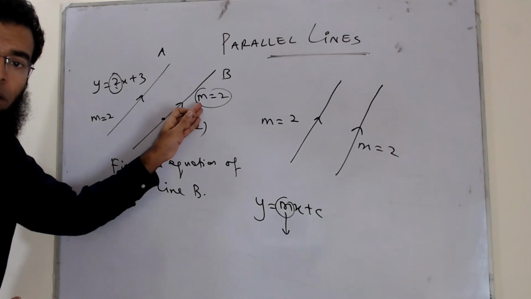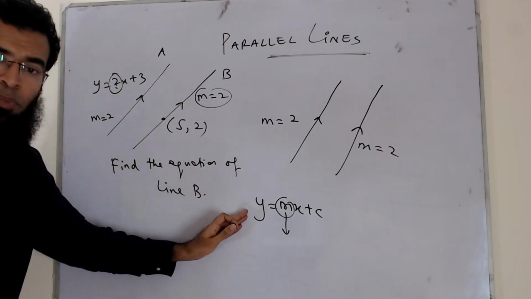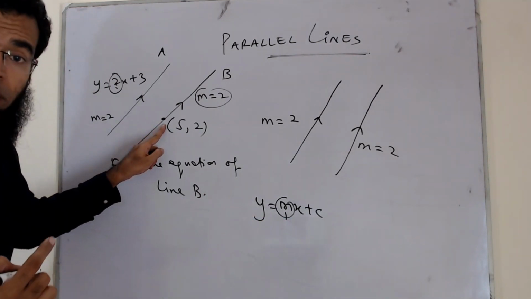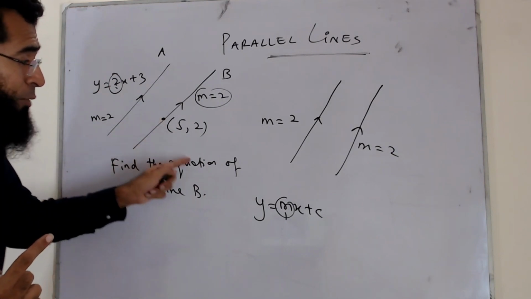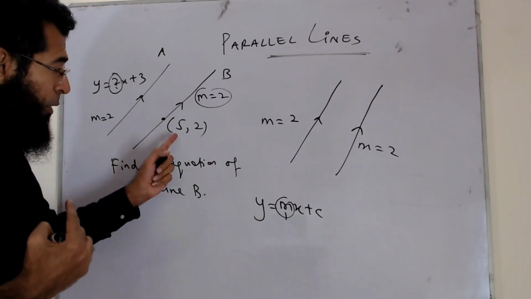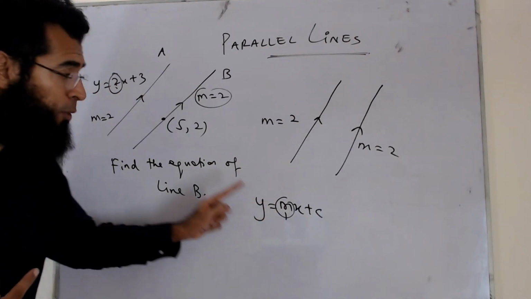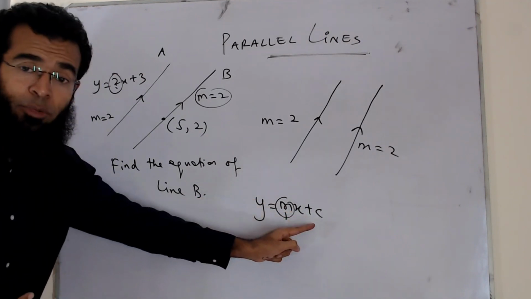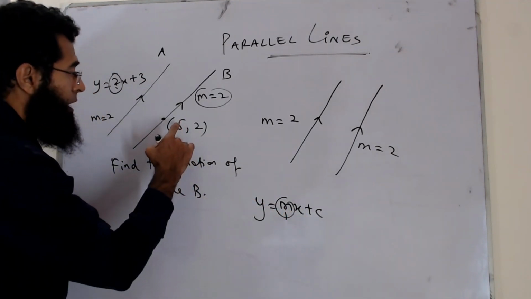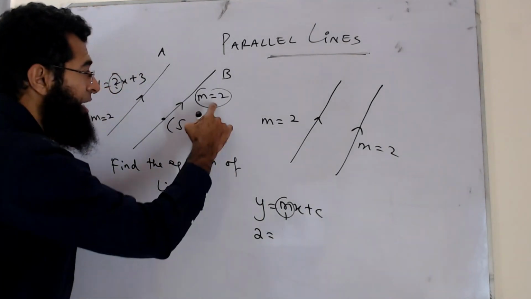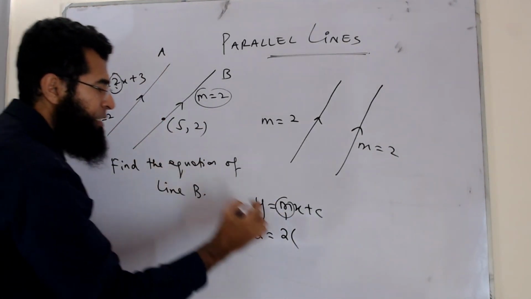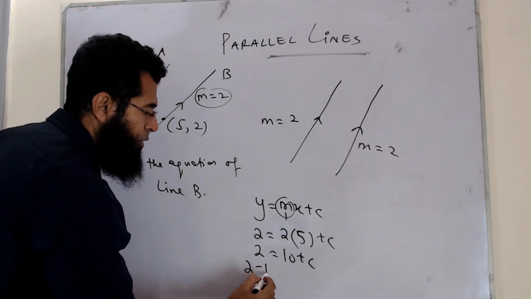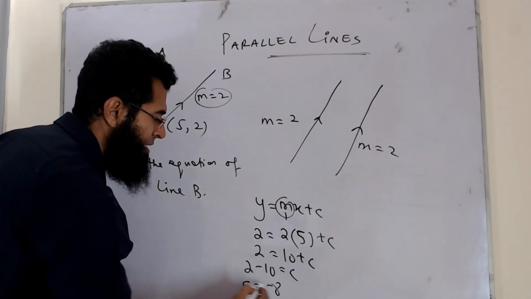So we got the gradient, we got a point on the line. It's pretty simple, just plug in the values. y is equal to mx plus c. Because this point lies on the line, it would satisfy the equation: the x and y coordinates will fulfill the equation. So we'll plug 5 in x and 2 in y, and evaluate c. So y is 2, the gradient is 2, and x is 5, plus c. So this is 10 plus c, and you subtract this, and c is minus 8.